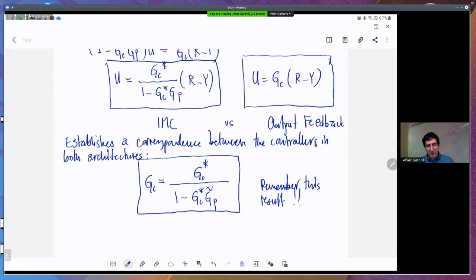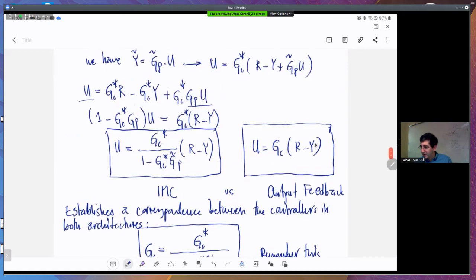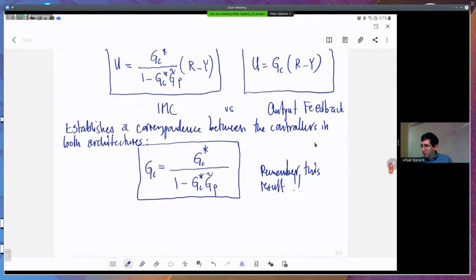Hocam bir şey sorabilir miyim ben? Sure, go ahead. U'nun derivation'ındaki GP tilde olması gerekmiyor mu? Bir saniye bakayım. Doğru olabilir. Evet, GP tilde olması gerekiyor. Teşekkür ederim. Başka var mı? Şurada da var aynı hata değil mi? Bir saniye. GP tilde U. Evet, şurada yapmışız hatayı. Tamam. Tamam hocam, teşekkürler. Başka soru var mı?